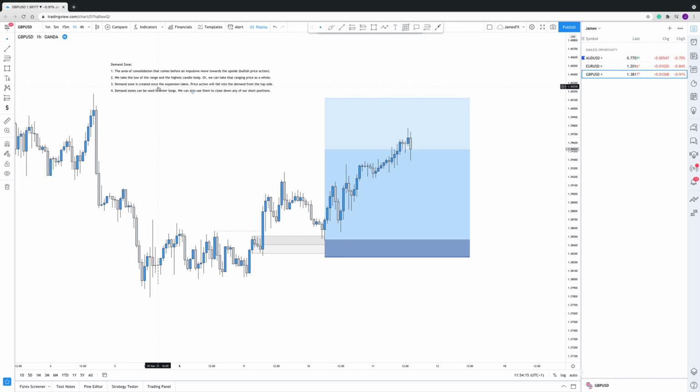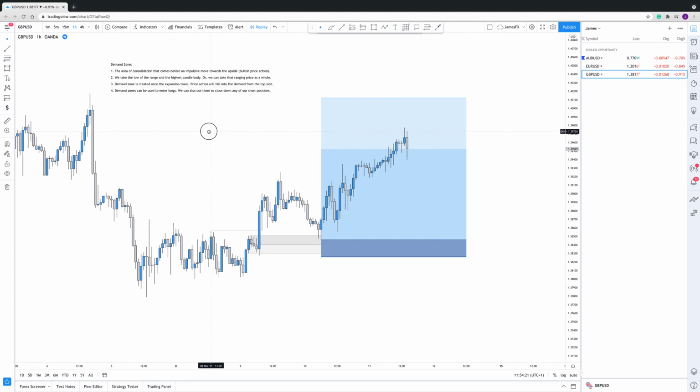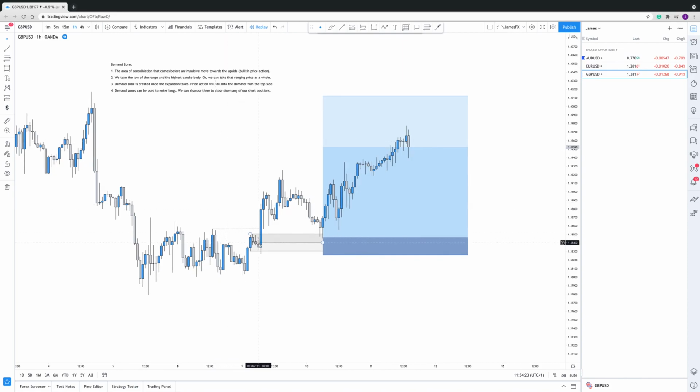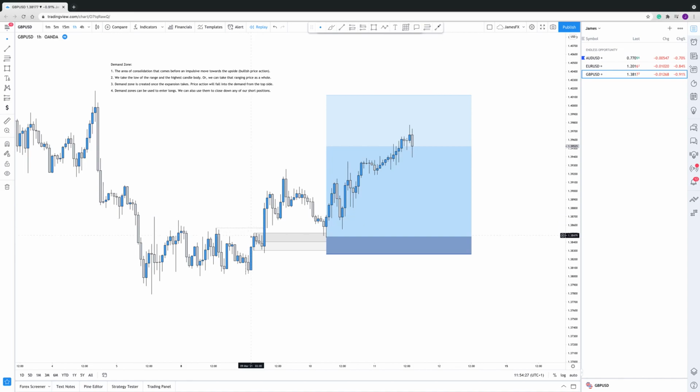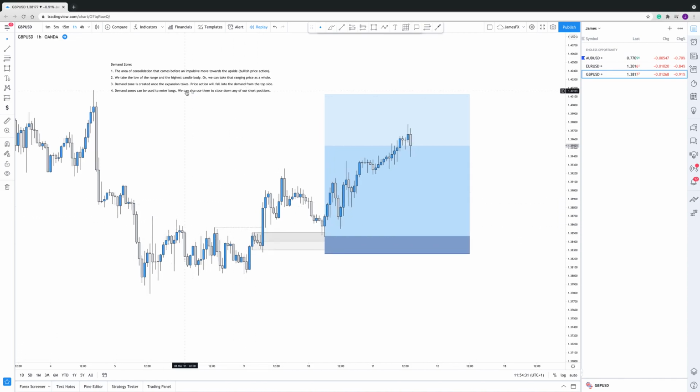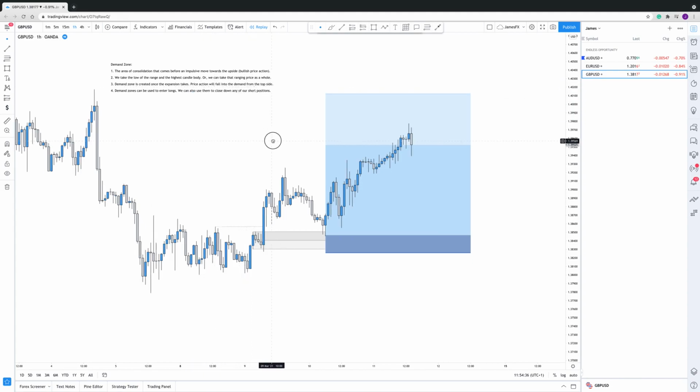Demand zone is created once the expansion takes place, is what that's meant to say. Okay, so you can see expansion takes place, break structure. This is the range, this is our demand. Price action will fall into demand from the top side. Okay, so this is the top side. We fall back into the demand.